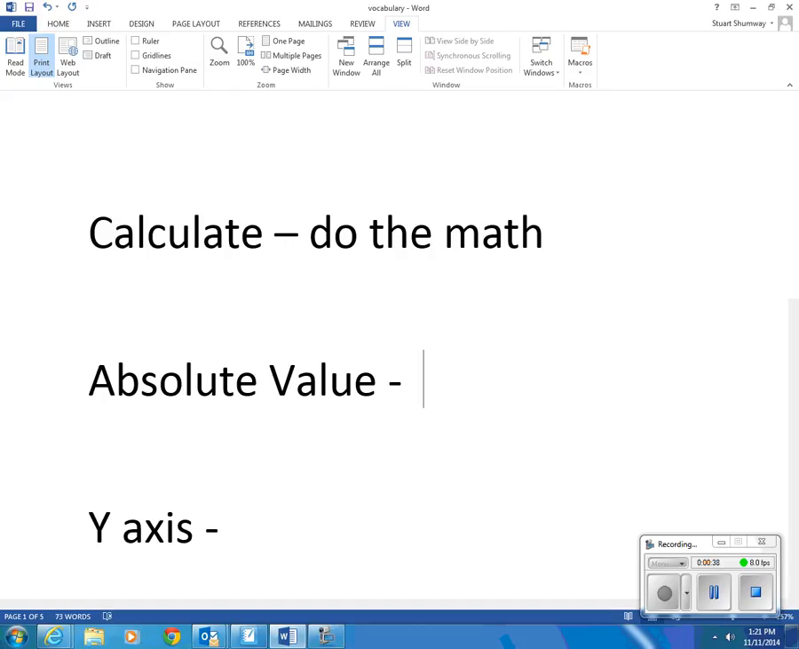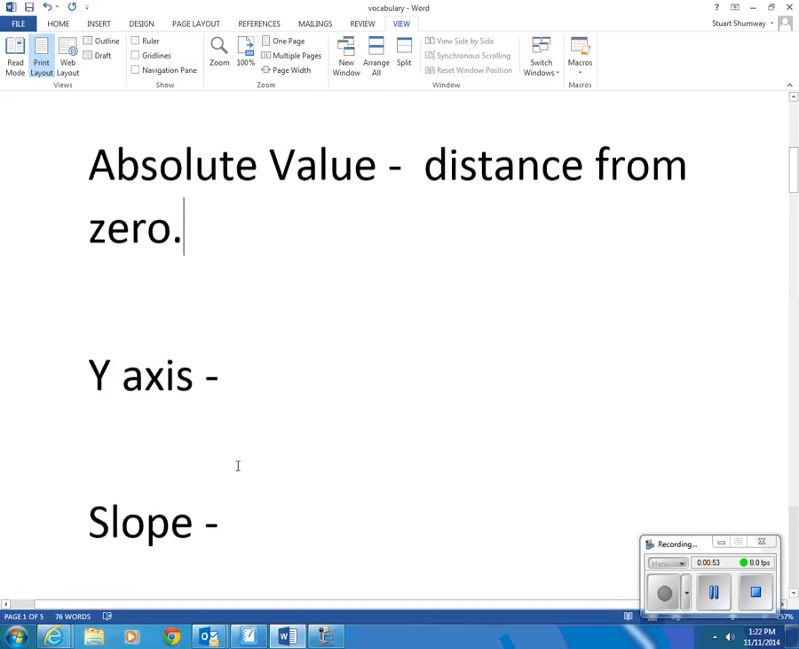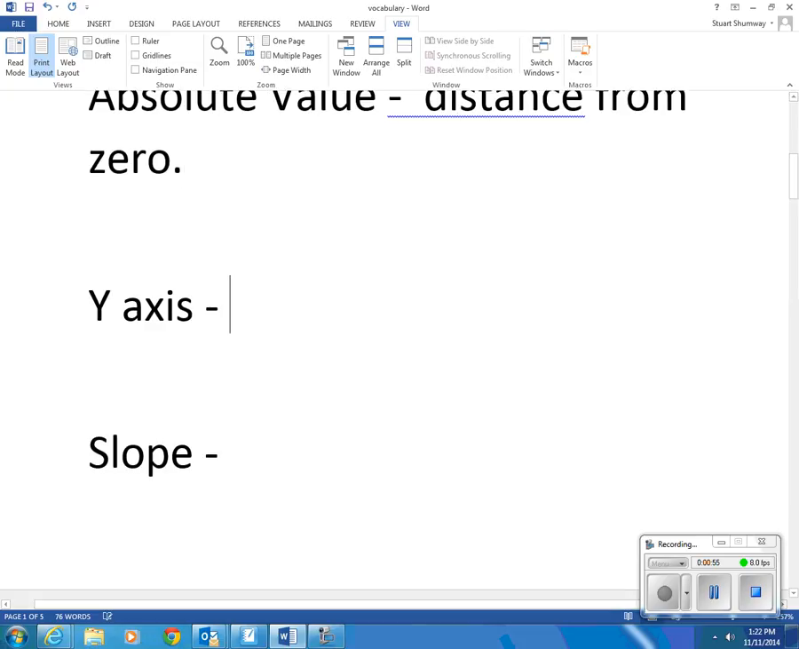Absolute value is the distance from 0. Like the absolute value of -4 is 4. The absolute value of 4 is 4. That's a distance from 0. The y-axis is the vertical axis, up and down.